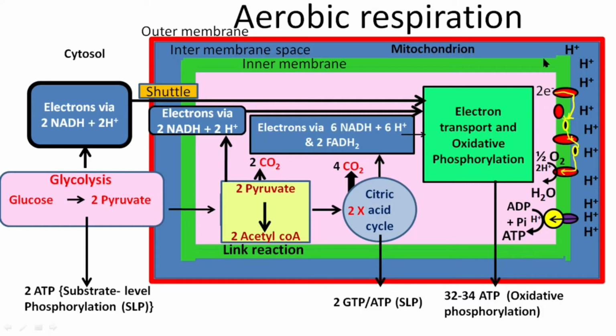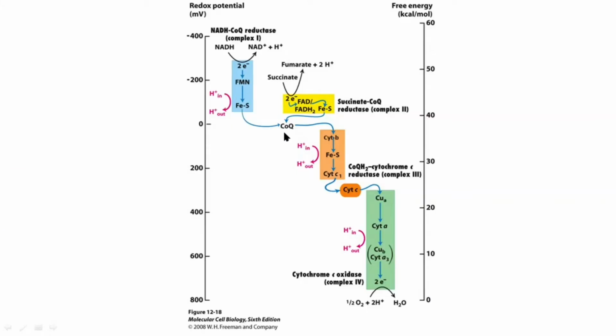So this is what we are going to see in detail in the coming part of the video. In the next slide, we will see what are the different components of electron transport chain, in what order they are arranged, and why they are arranged in that order. These are the different components of electron transport chain.